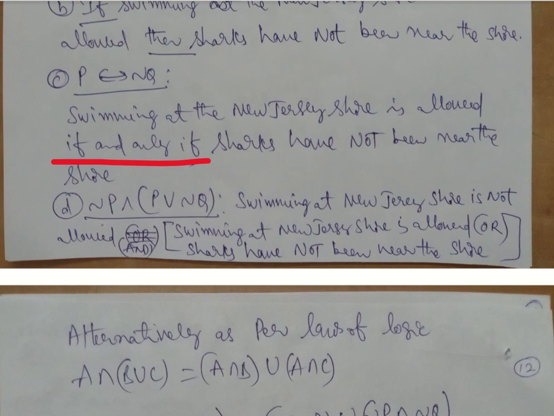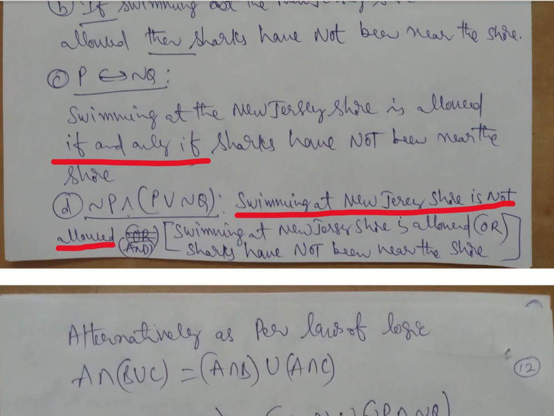So for these types of statements you should be attentive. Straight away we can write like this, but I've just written it to inform you that writing like this is totally confusing. If you read this statement, you will not get any meaning. Swimming at New Jersey shore is not allowed, and swimming at New Jersey shore is allowed, or sharks have not. That means I'm just verbatim putting the values in this.